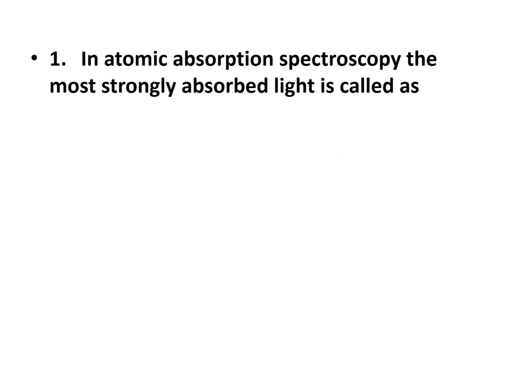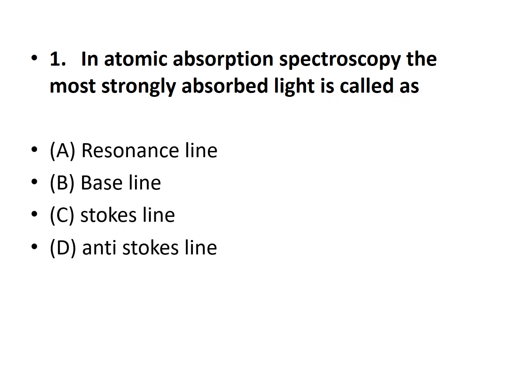So here is the first MCQ. In atomic absorption spectroscopy, the most strongly absorbed light is called as. Here are the options. A is the resonance line, B is the baseline, C is the Stokes line, and D is anti-Stokes line. In atomic spectroscopy, due to resonance transition, the lines which appear in the spectra are called resonance lines. So it seems to be option A, but let's see the other options.